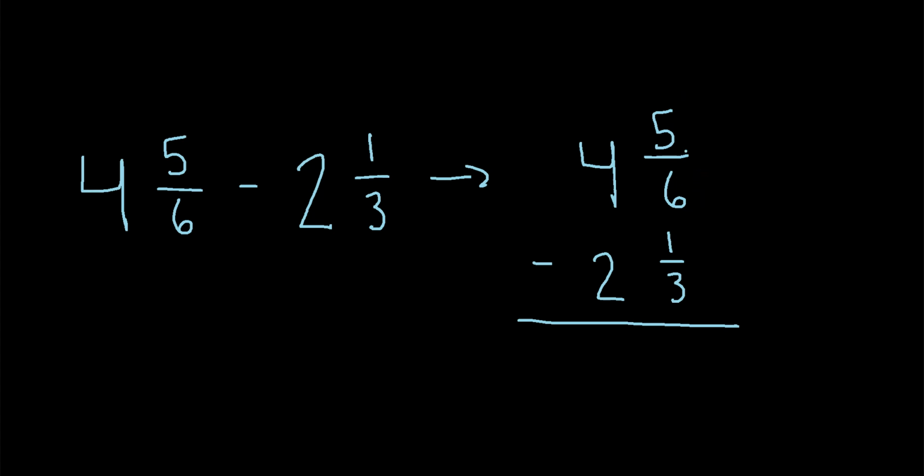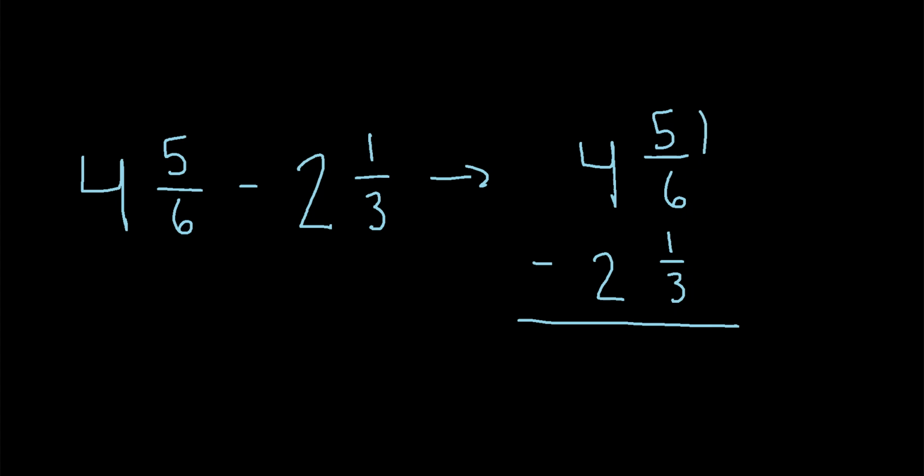Well, we'll notice that these two fractions don't have the same denominator. So this first fraction has a denominator of 6, and this fraction has a denominator of 3. So the first step is we want to find a common denominator between those two, because that will make it a lot easier to subtract. So we need to think, what's a common denominator between 3 and 6? Or in other words, what's the smallest number that both 3 and 6 go into? Well, that would just be 6. So our common denominator is 6.